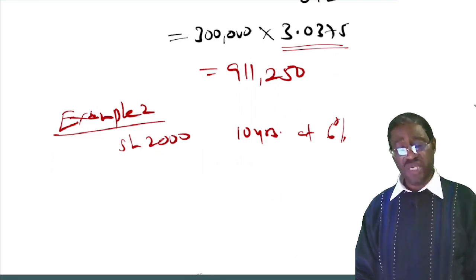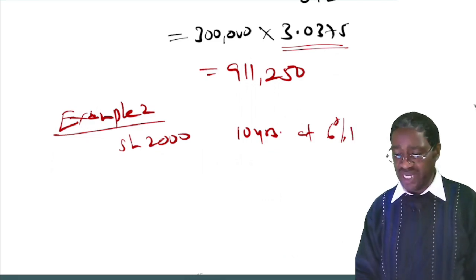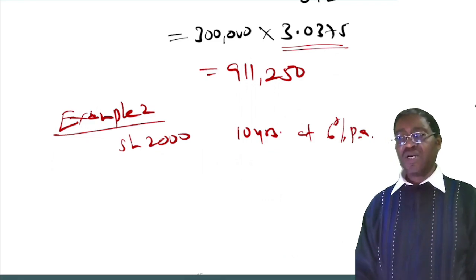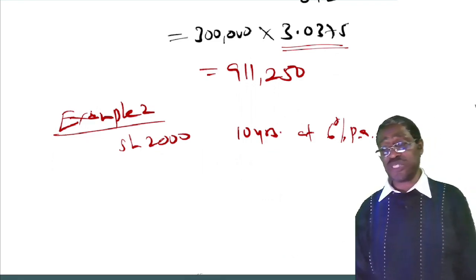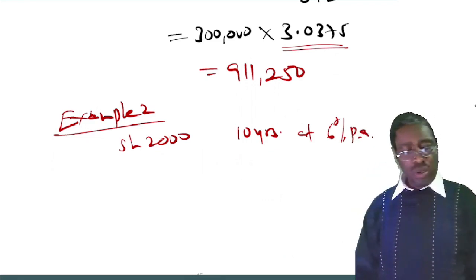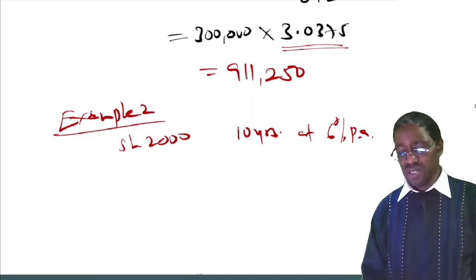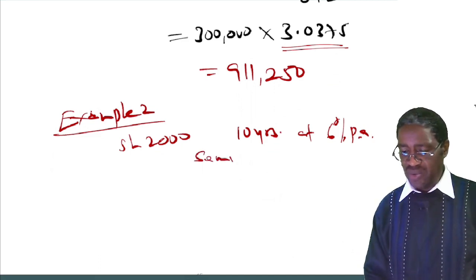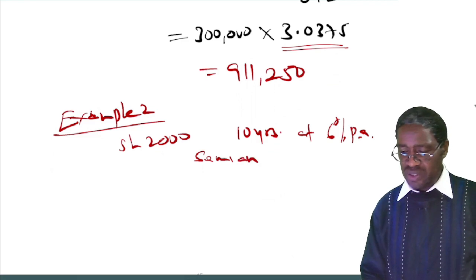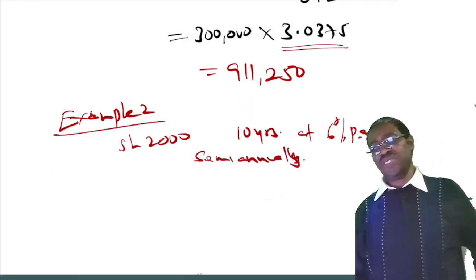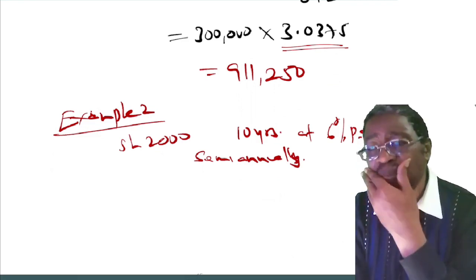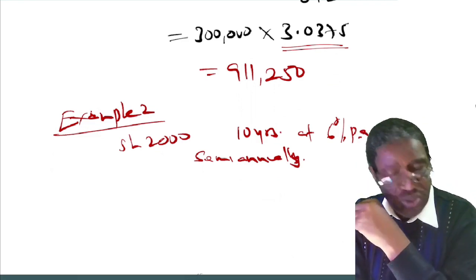At an interest rate of 6% per annum, compounded semi-annually. So those are the payments.